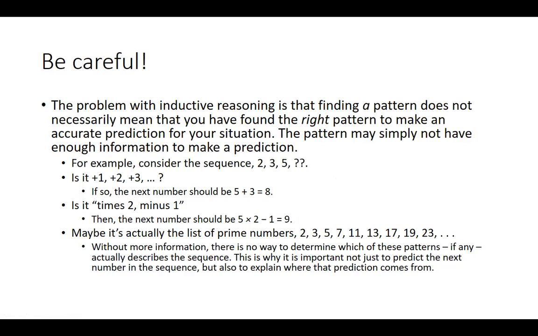Without more information, there's no way to determine which of these patterns, if any of them, actually describes the sequence. This is why it's important not just to predict the next number in the sequence, but also to explain where that prediction comes from. If you say it's 7, then you need to say because of the list of prime numbers. If it's 8 that you're saying next, then you should identify that it's because it's +1, +2, +3, +4, +5, +6, etc. If you say it's 9, then that's because it's times 2 minus 1.